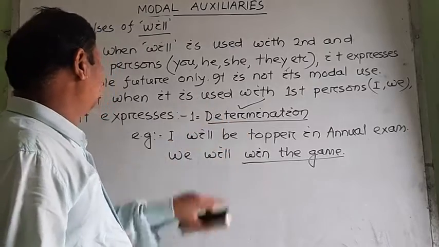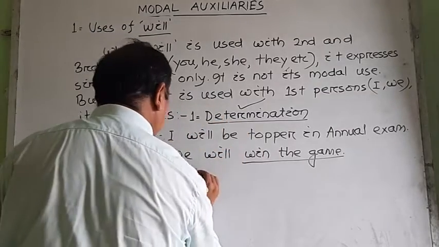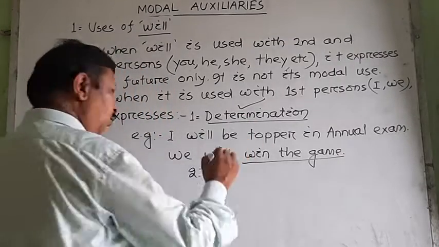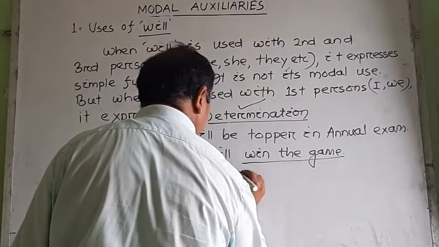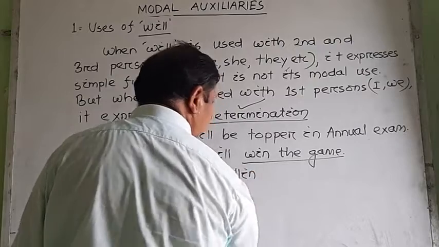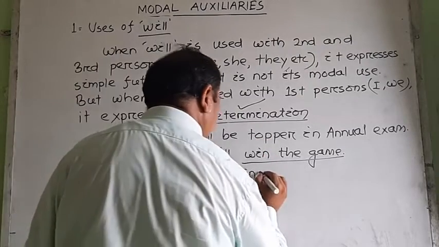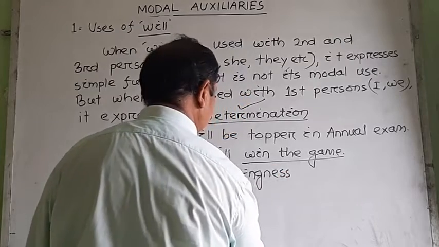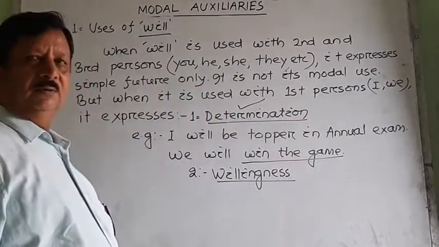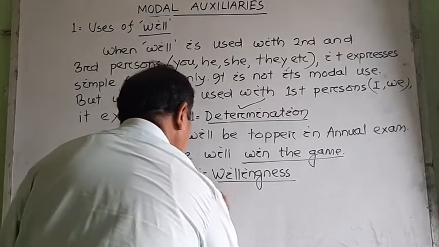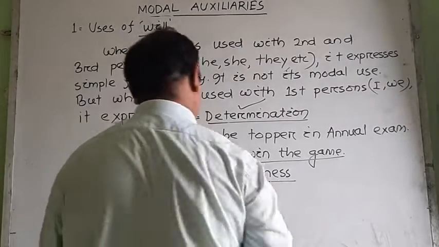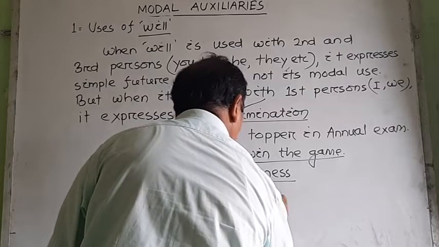And not only this, number two, we must say that it also expresses what? Willingness. So see now how the mood changes here. Willingness. Suppose someone says, for example, I will help you.